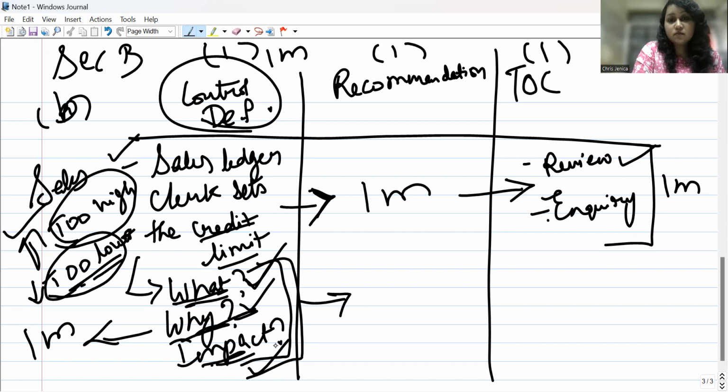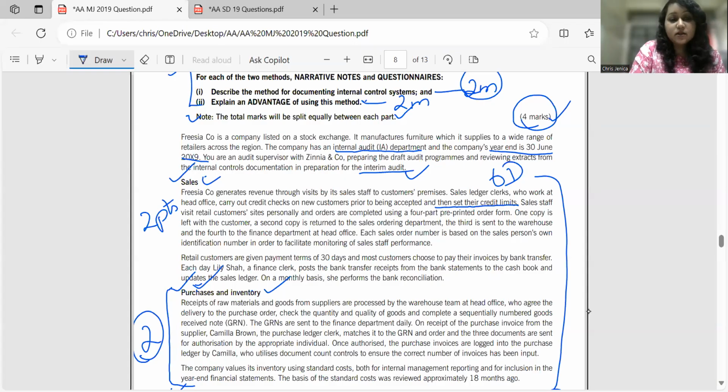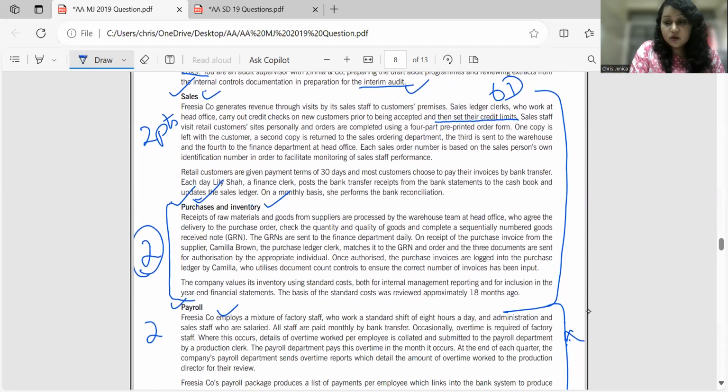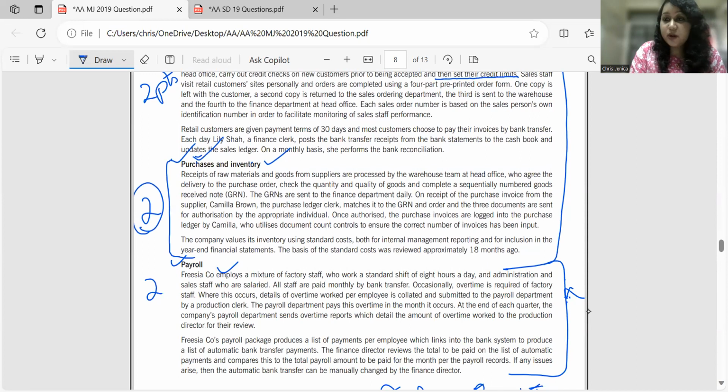Now, going back to the question. So under sales, I have explained 1 point. Let me explain with 1 point from each of the accounting systems. Going to purchases, you can read through this other part and you can identify other deficiencies as well. Now, purchases and inventory. I told you if you have purchases and inventory, it's better to find 1 point from purchases and 1 point from inventory, right?